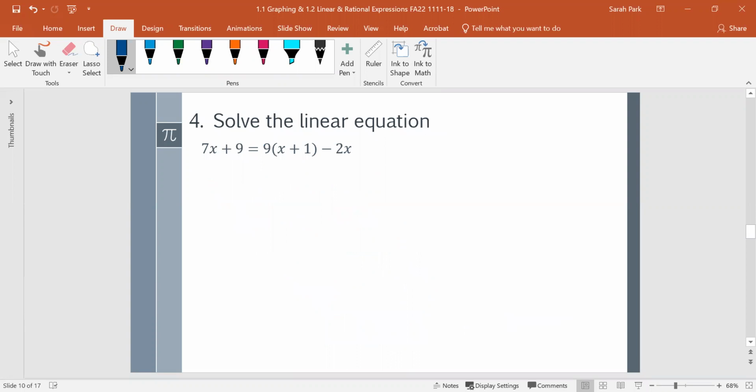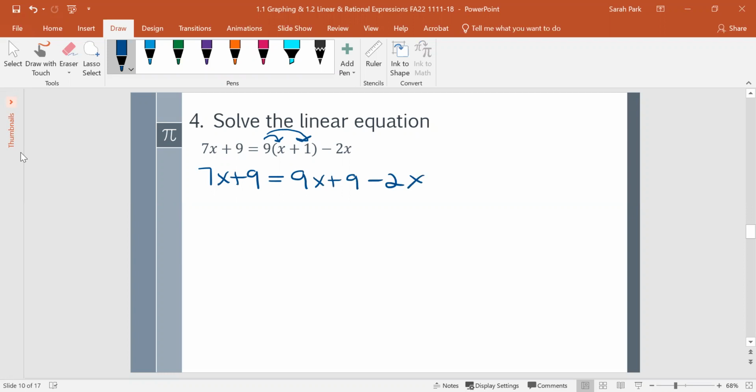Okay, we've got 7x plus 9 equals 9 times (x plus 1) minus 2x. The x plus 1 is in parentheses. Same idea: when you see parentheses, you want to remove them by distributing the number in front of the parentheses. So the left-hand side stays the same, 7x plus 9. Distributing the 9, we get 9x plus 9 times 1, which is 9, minus 2x.